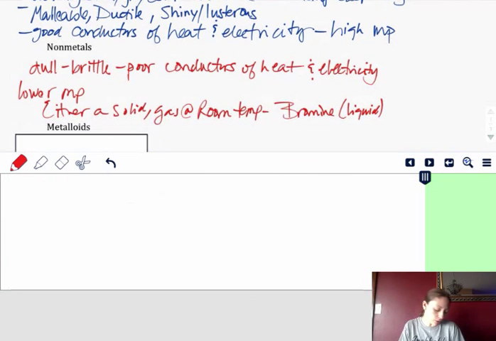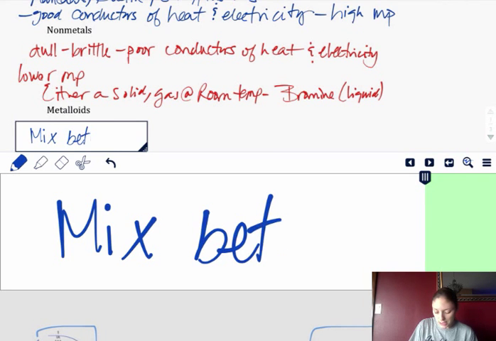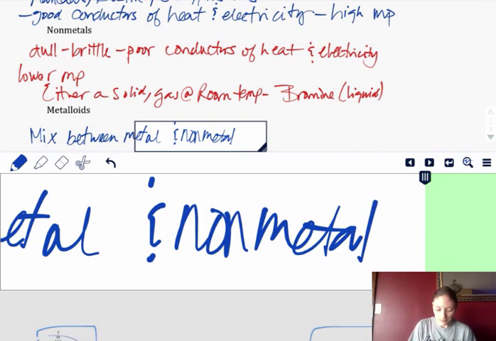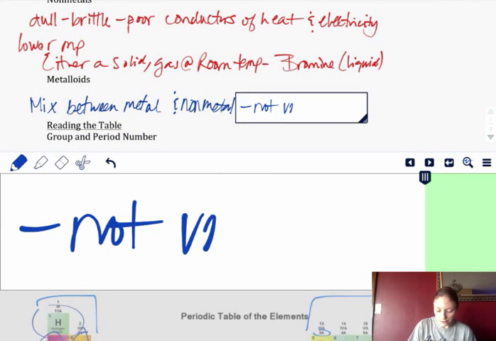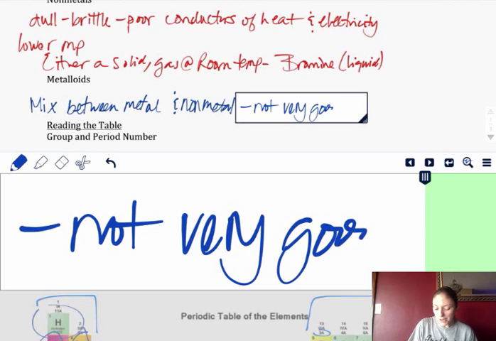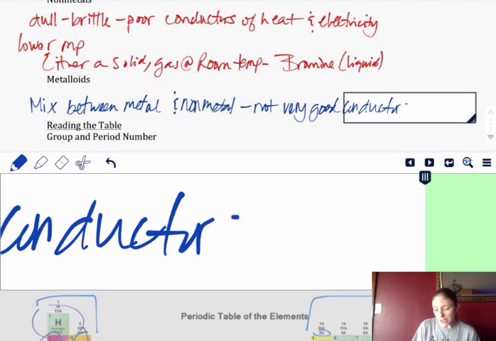Then we have metalloids. Metalloids are a kind of a cross or a mix between a metal and a non-metal. Overall, they tend to not be very good conductors. You can actually add something to them and they'll become very good conductors. That's how they make chips for computers. They add a little something to silicon and then it becomes very conductive.